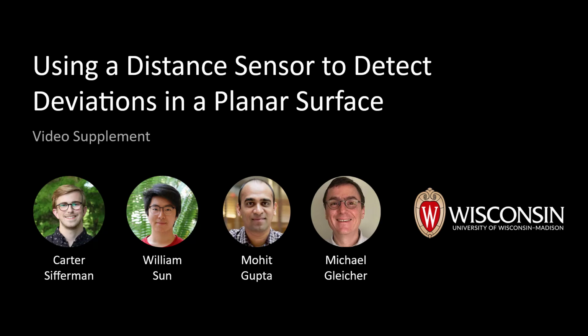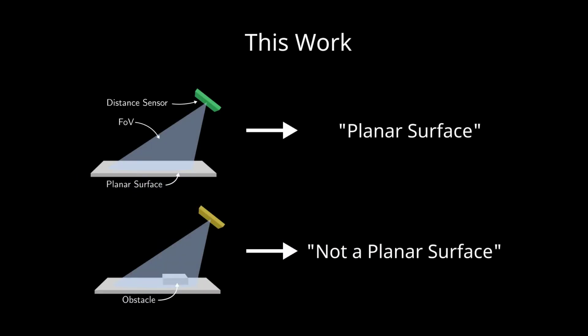This is the video supplement to our paper using a distance sensor to detect deviations in a planar surface. In this work, we provide a method for detecting deviations in planar surfaces using raw time-of-flight measurements from a low-cost distance sensor. This video showcases an example application in which our method is used to enable mobile robot obstacle avoidance. This application is only one of the contributions of this work. Please see the paper for details on the method, discussion, and quantitative results.